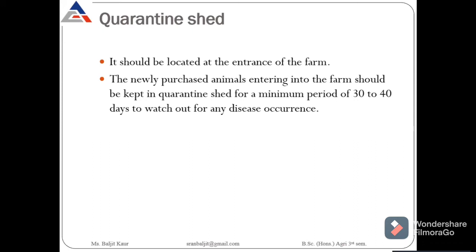So the newly purchased animals should be kept in quarantine shed for a minimum period of 30 to 40 days, right? So that the farmer can watch out for any kind of disease occurrence, right? So the location of the quarantine shed should be at the entrance of the farm, right? So this is all about the sheds of cattle. So different kinds of housing systems and different kinds of sheds are provided to cattle, young stock and heifers, right?